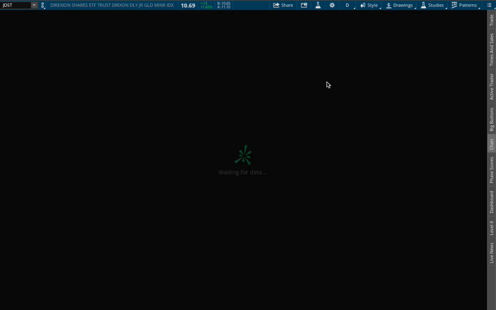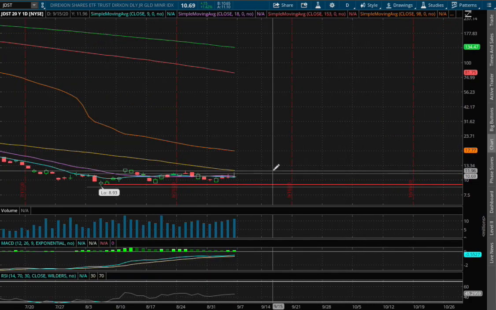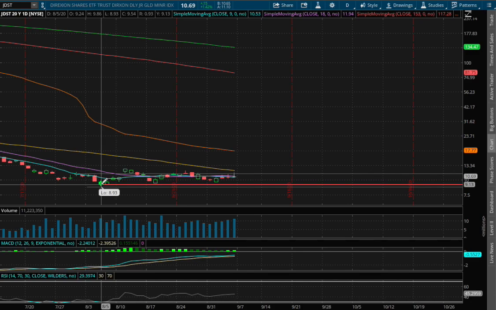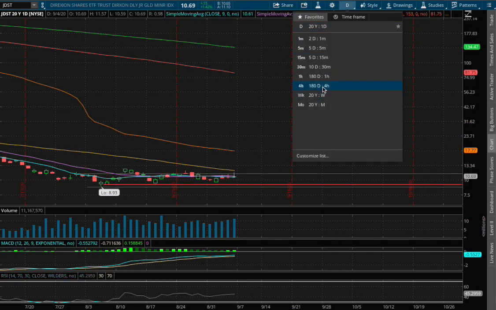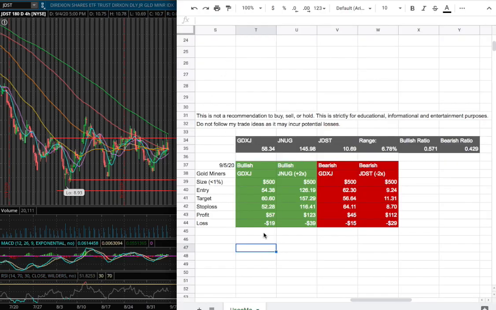So for the daily chart, what we have here is we are starting to make higher lows compared to what we saw back on August 5th. So there are slight signs of reversal for JDST. So for the trade idea, let's zoom into the 4-hour chart. What we have here is my trade idea.